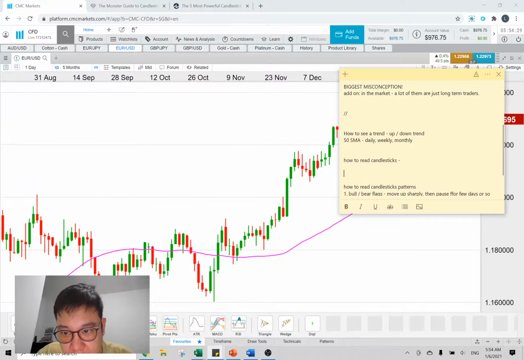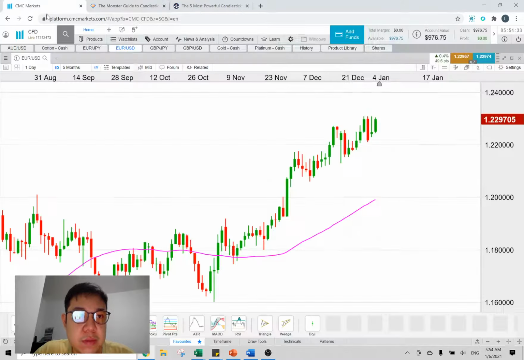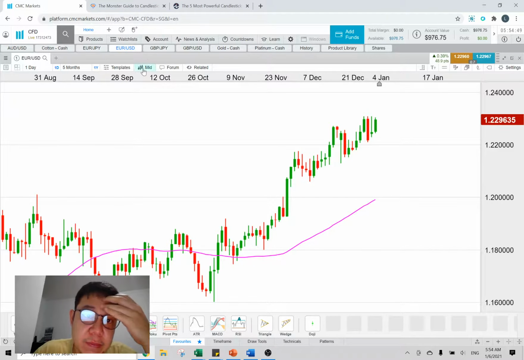Okay, next one, how to read candlesticks. I'm going to make it simple. Candlesticks, what is this? Basically this green and red bar, which I talked about. Green, red bar, green, red bar. So there are different kinds of ways to look at price.